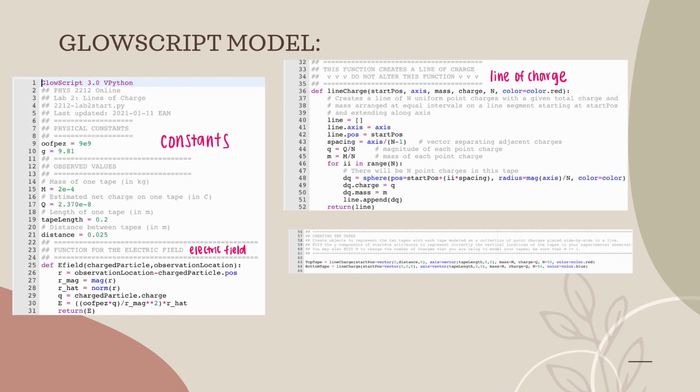So our GlowScript model for this week, over on the left, you can see the constants up above. So we have mass, net charge on one tape, tape length, distance, all of that. And then below, we included the function for the electric field, which is the equation we looked at before. And then on the right, this is different than last week. We used line of charge to calculate instead of the point charge like we did last time.